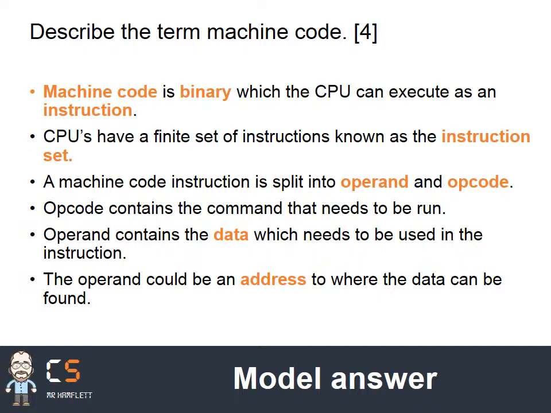So machine code is binary which a CPU can execute as an instruction. CPUs have a finite set of instructions known as the instruction set. A machine code instruction is split into operand and opcode. Opcode contains the command that needs to be run. Operand contains the data which needs to be used in the instruction. The operand could be used as an address to where the data can be found. Okay, notice I've then highlighted all those keywords from the word cloud in orange, just to show how I've used them.